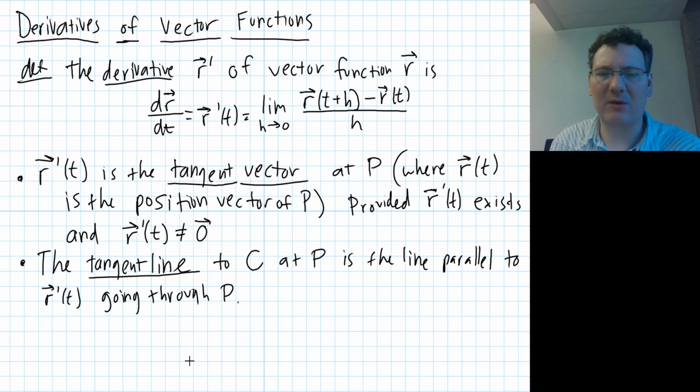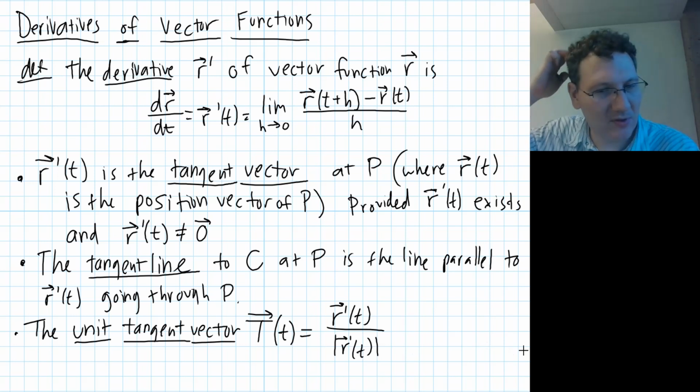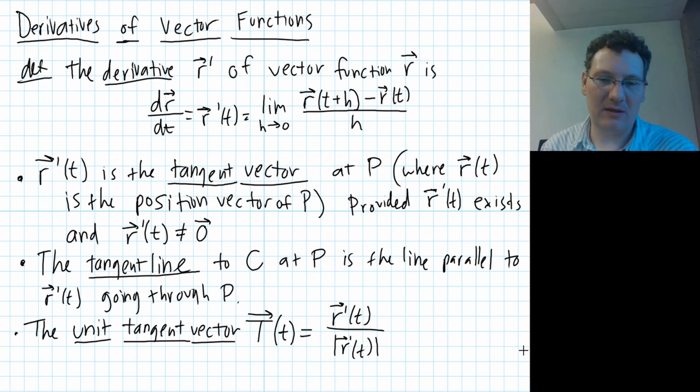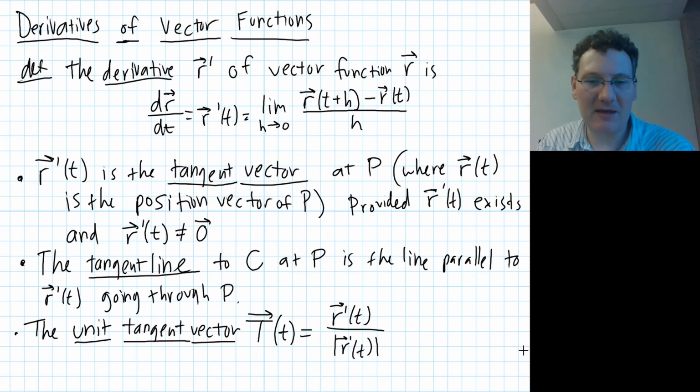It's exactly what you think it would be. And then the unit tangent vector, which we'll call capital T, is just that you take the derivative r prime and divide it by its magnitude, just as you would with any vector, to turn it into a unit vector. That's going to be called the unit tangent vector. This capital T is going to be important for a number of reasons, but we'll be seeing those shortly.